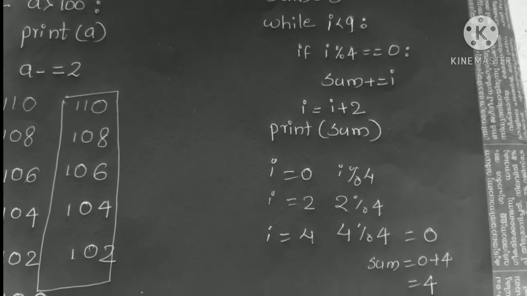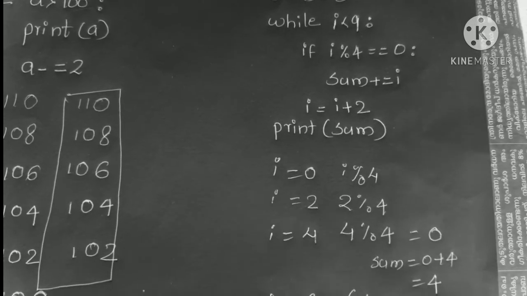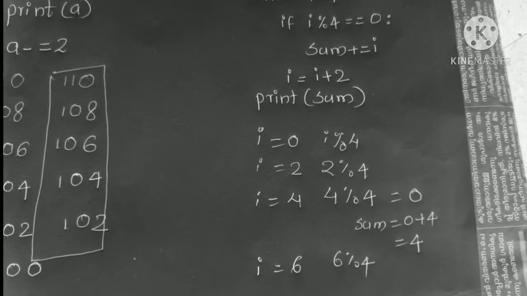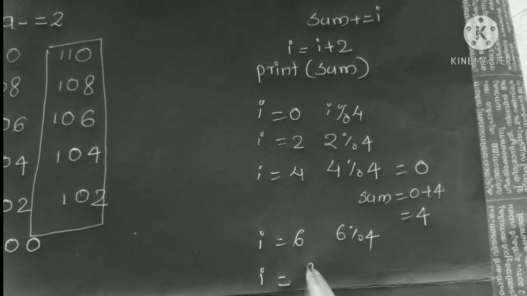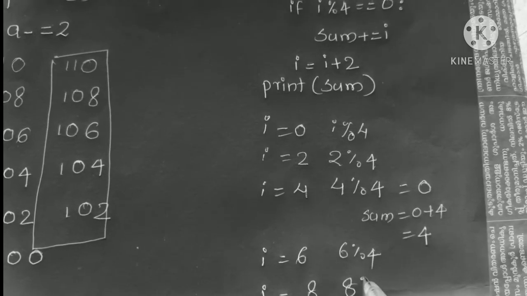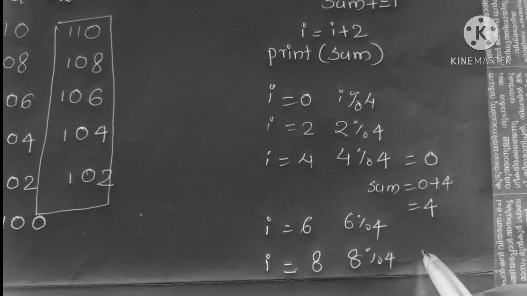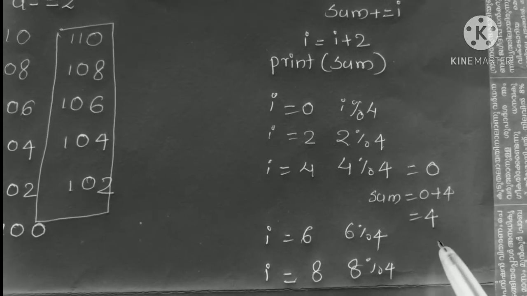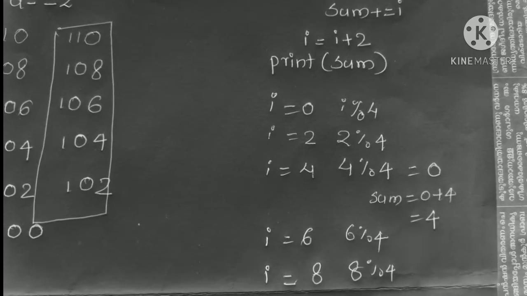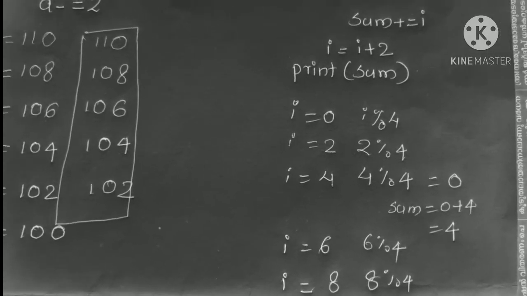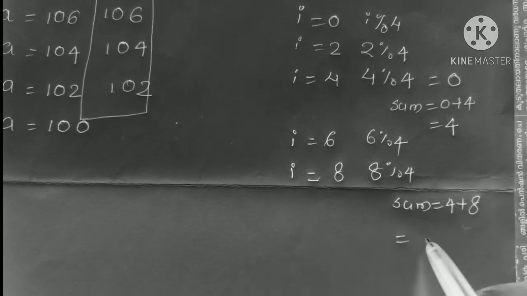On next iteration, I is equal to 6. Then 6 mod 4 is not equal to 0. On next iteration, I is equal to 8. Then 8 mod 4 is equal to 0. So here the value of sum is equal to 4. Then sum will become 4 plus 8, that is equal to 12.